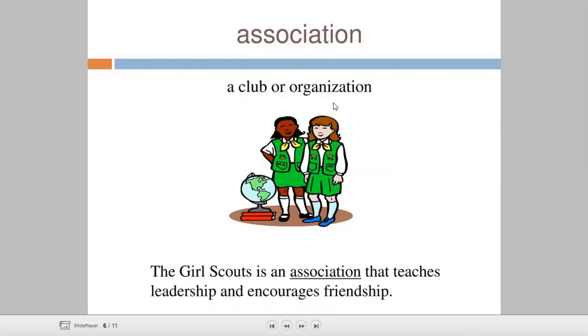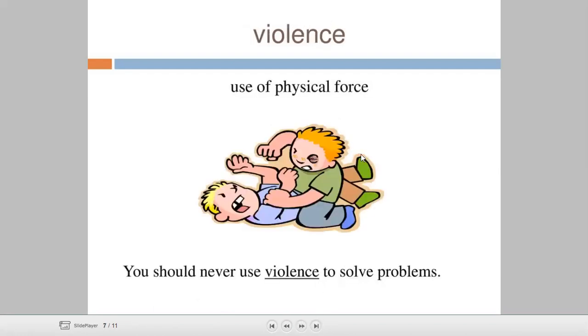Association. Association is a club or organization or a company. The Girl Scouts is an association that teaches leadership and encourages friendship. An association is like a company or a group of people gathering.